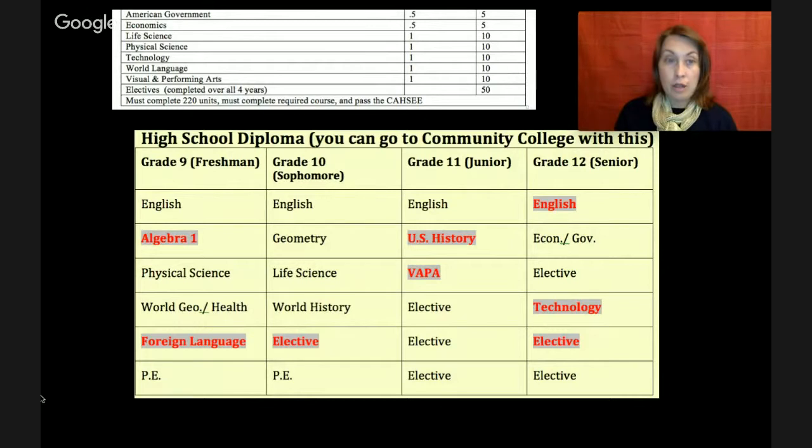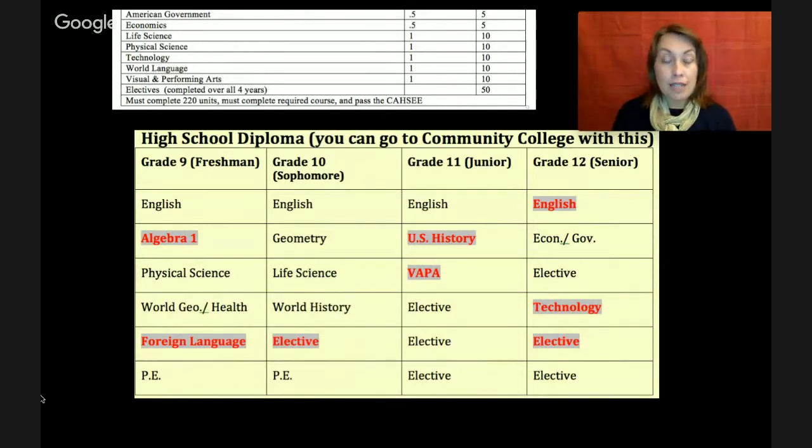And then you also need to take technology and world language, physical science, life science, all of those things. So we fill that all in, and we find ourselves at the end of the chart where it simply says that you need to take 50 units of electives. Those 50 units can be completed over the course of the 4 years. So over the 4 years, you need 50 units of electives. And so you'll see that in the 12th grade year, that's quite a few electives.